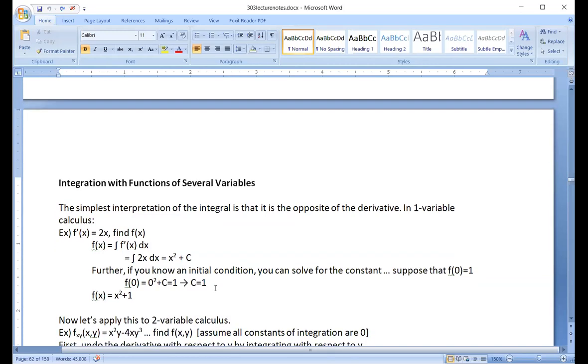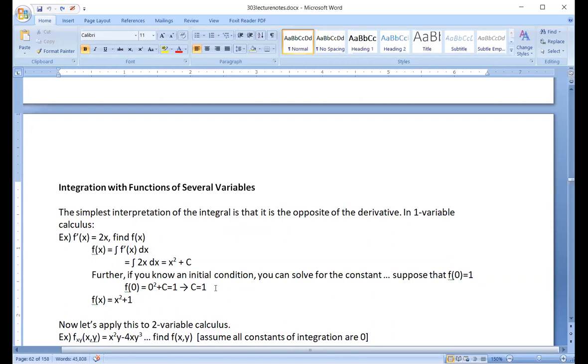Now, how do we do this for our functions of two variables? So let's take a look. Suppose that we know that f sub xy equals x squared y minus 4xy cubed, and then we're being asked to find f. And for now, we're going to assume all constants of integration are 0. I'll talk about that later.